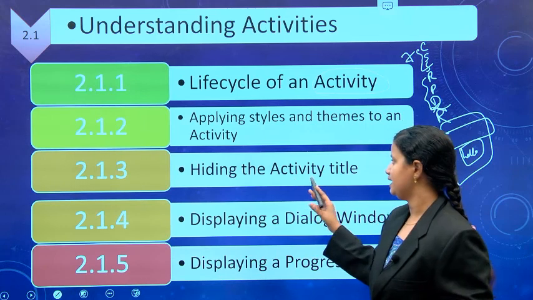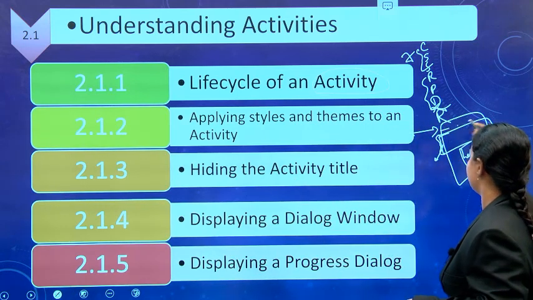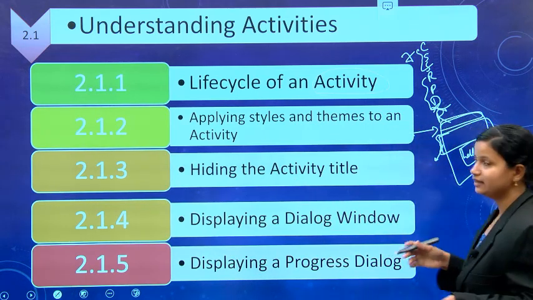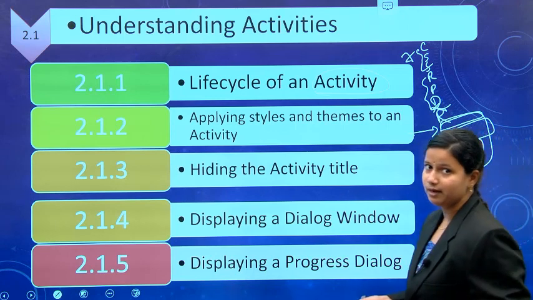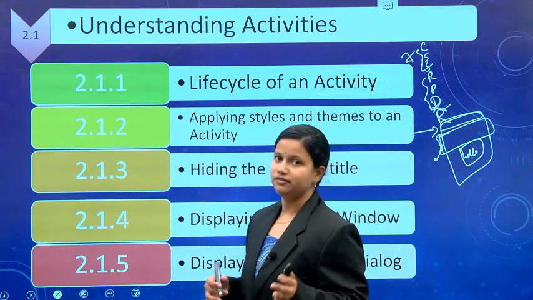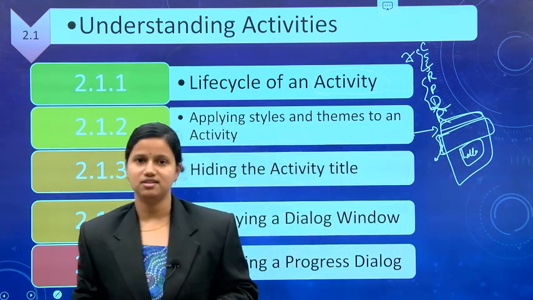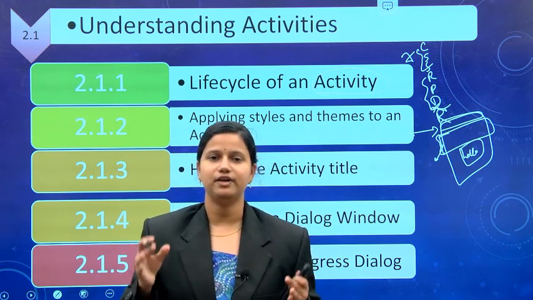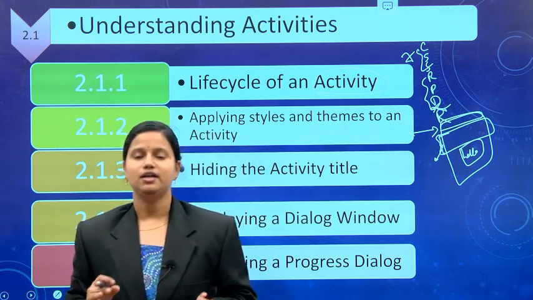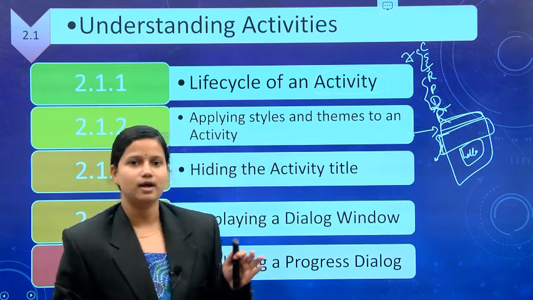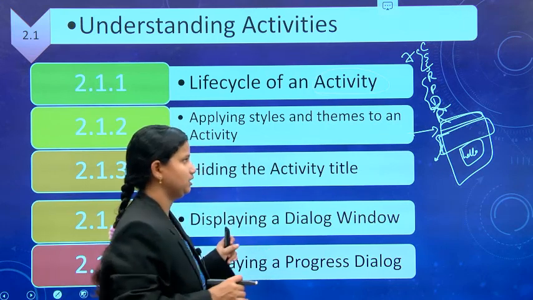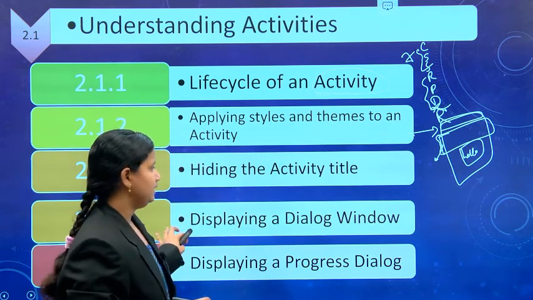And hiding an activity title. Each and every activity has a title. My activity, WhatsApp application, web application. So, activity 1 has a title, activity 2 has a second activity title. In this way different activities have different titles. How we have to hide the title of your activity, that is 2.1.3, and displaying a dialog box.